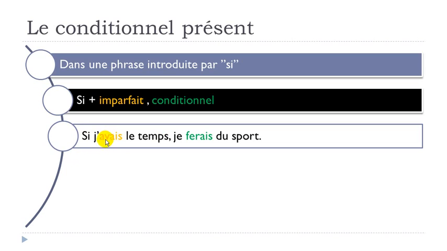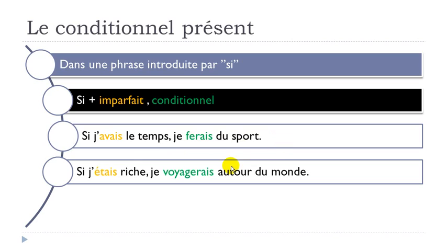You put this I had. Si j'avais le temps, so time, je ferais. Remember, it was faire, to do, but then at the conditionnel form, du sport. Okay. Another example. Si j'étais riche, so riche, rich, était, it's to be, remember. Je voyagerais, voyager is to travel, autour du monde, around the world.